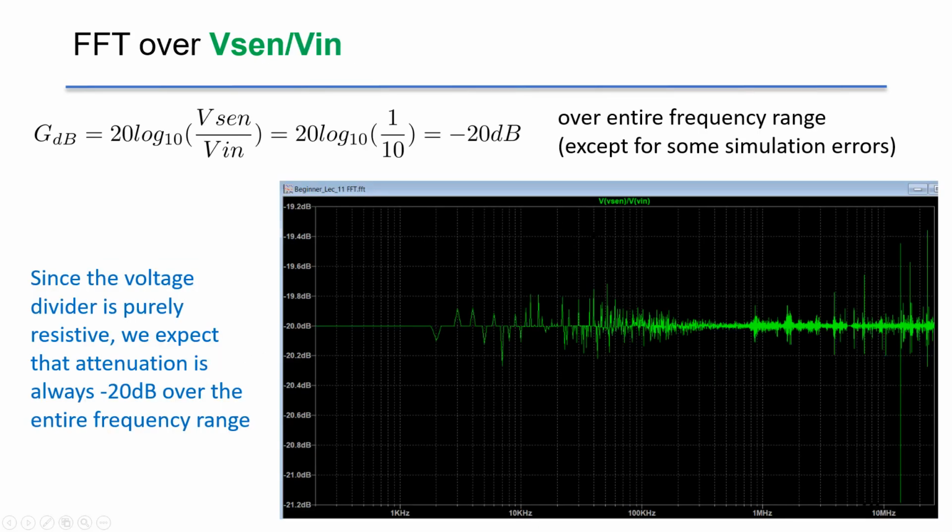If we change the trace name to Vsen over Vin, we can get the FFT of the transfer function of a voltage divider. Basically, that's minus 20 dB over the entire frequency, because that's the voltage sensing gain in decibel. Because the voltage gain by the voltage divider is 1 over 10, in decibel it is minus 20 dB. We can assume this minus 20 dB over the entire frequency and ignore the simulation errors shown here.